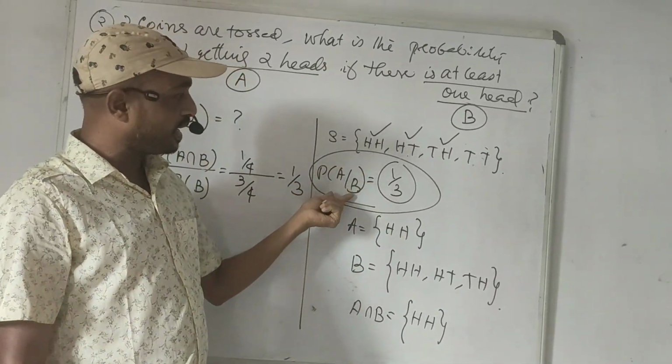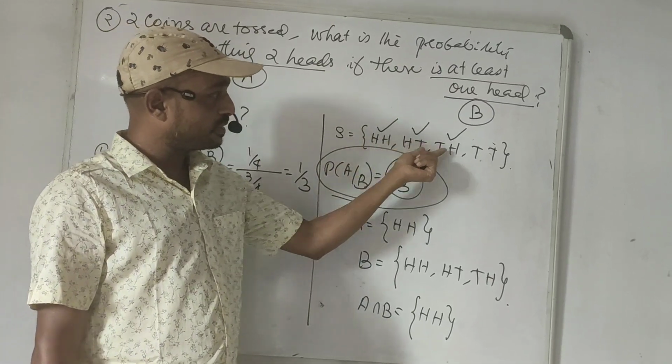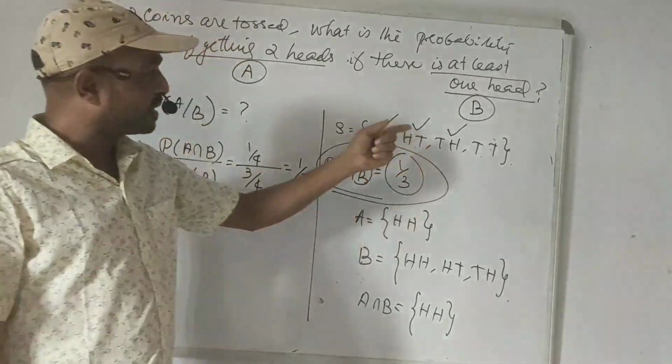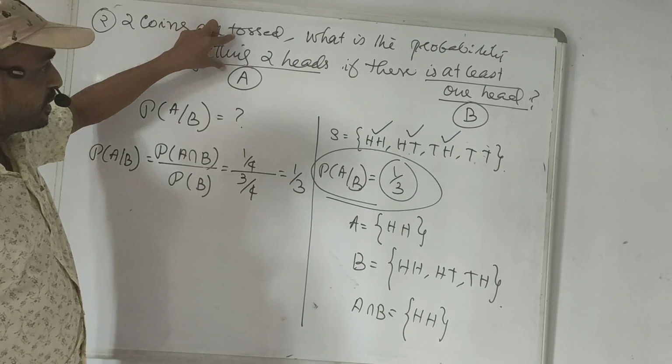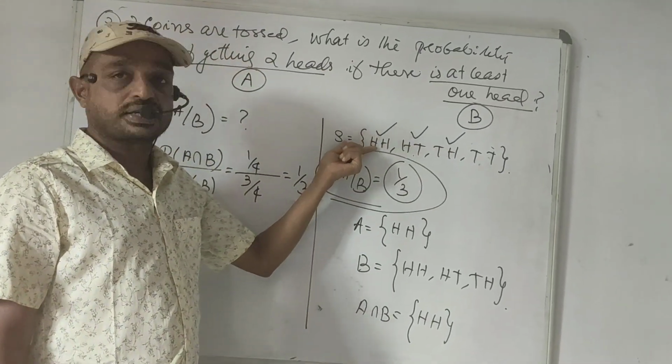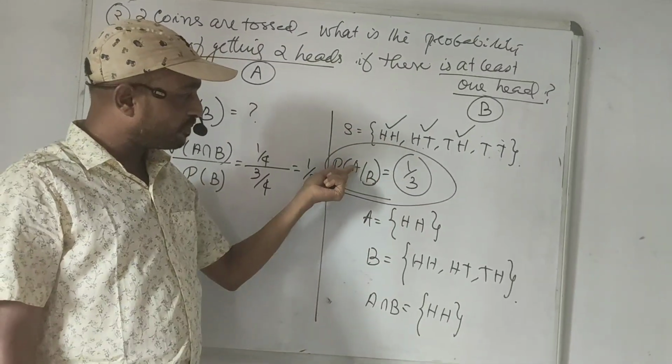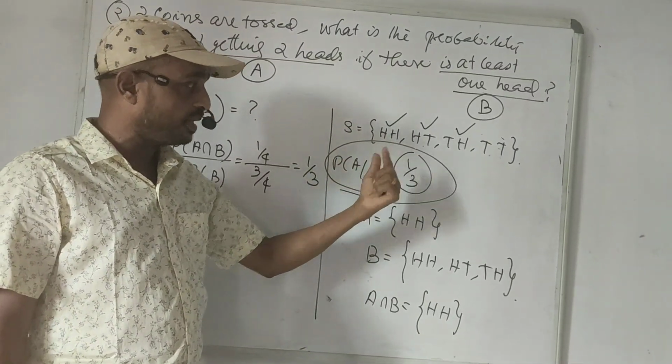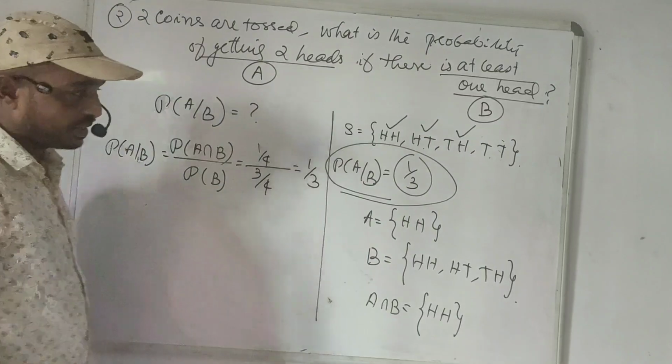So what is P of A given B? See, out of these 3 cases, what is the probability of obtaining 2 heads? Out of these 3 cases, only 1 case is favorable to 2 heads. So the required probability, that is P of A given B, will be 1 by 3.